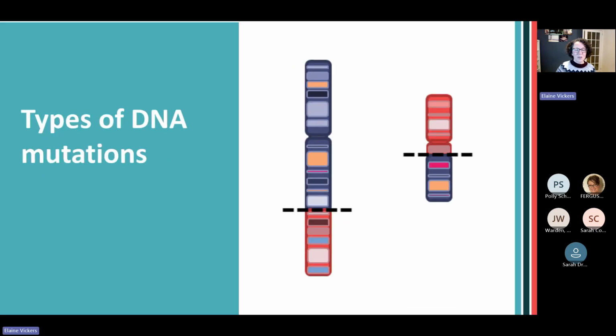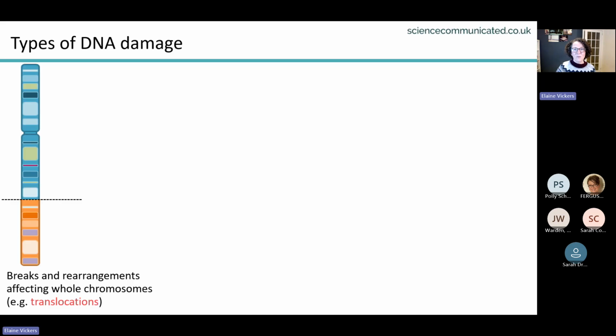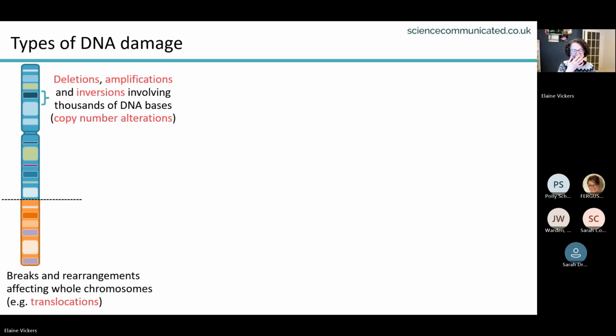The types of DNA damage we find inside cancer cells are very varied. You can have massive chunks of chromosomes broken, rearranged, accidentally added to. All sorts of things can happen to chromosomes on a macro level. There are also slightly smaller scale mutations where just chunks of chromosomes have been deleted or accidentally recopied several times, inverted. A lot of this kind of damage happens to cells as they are multiplying.